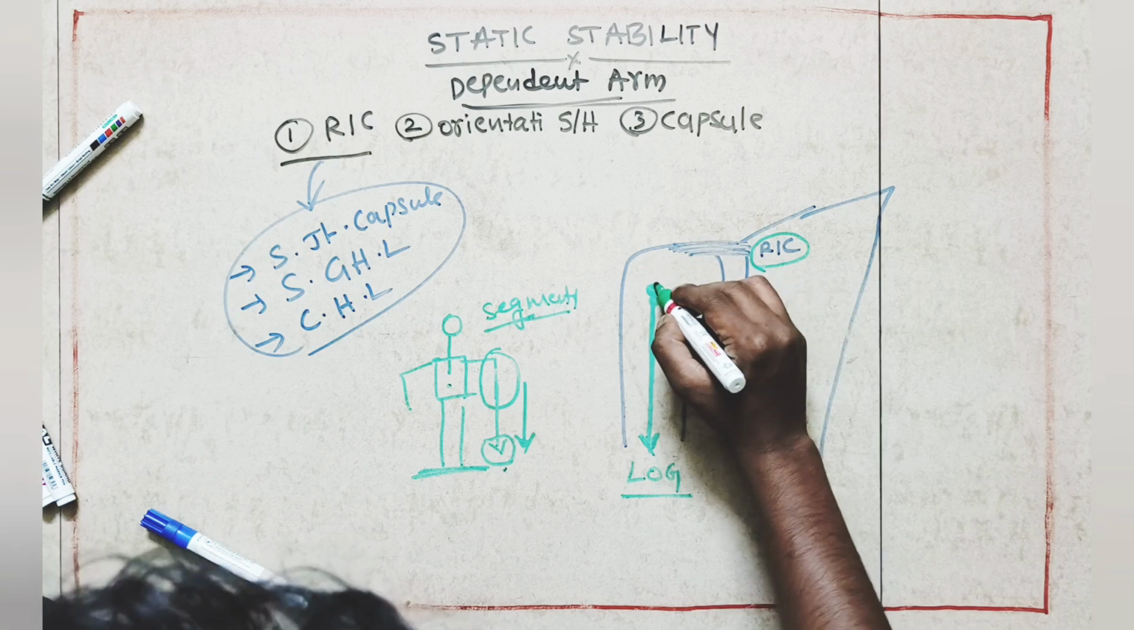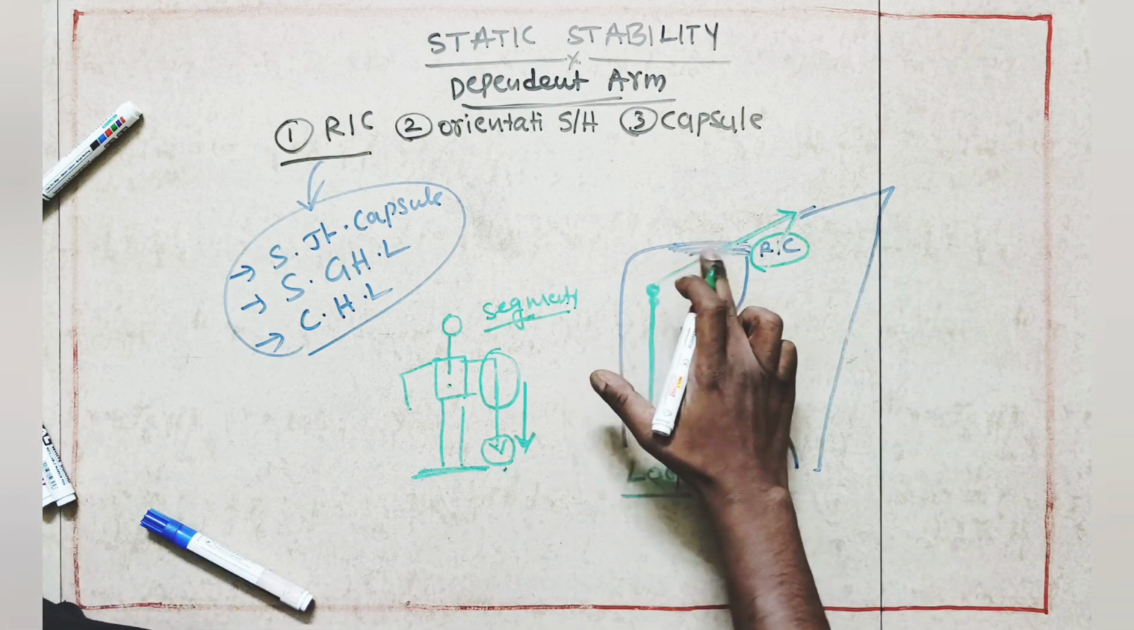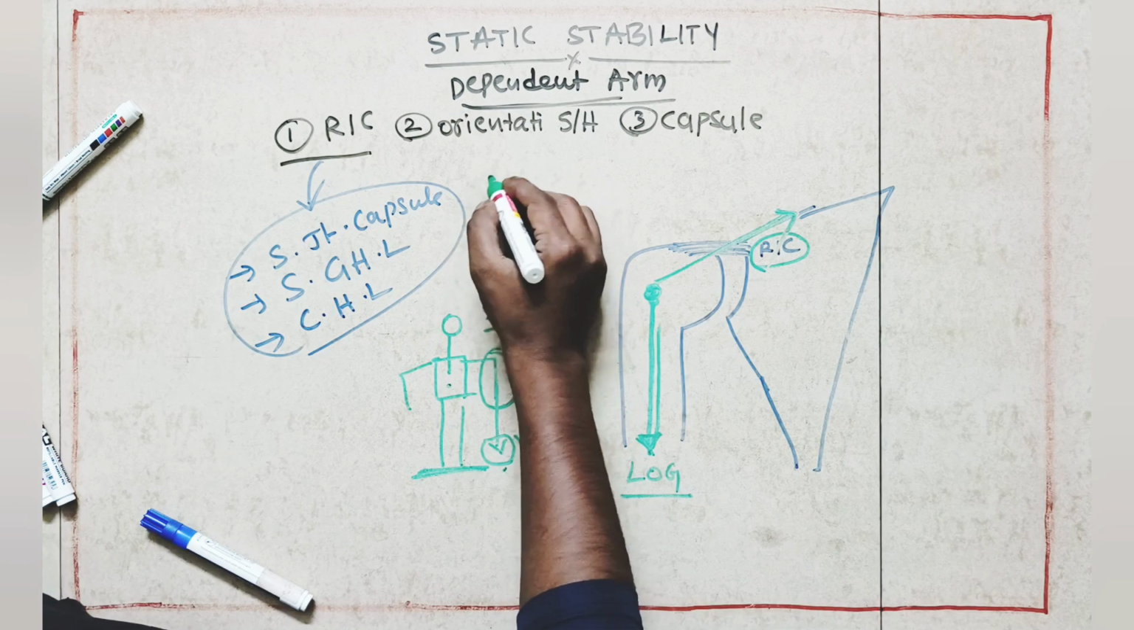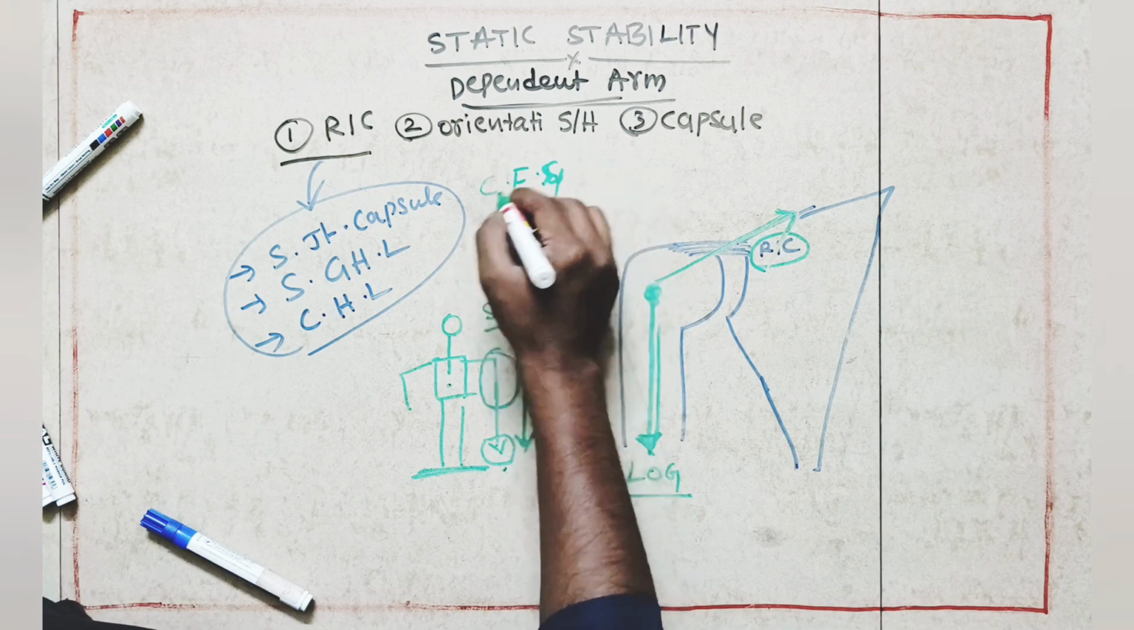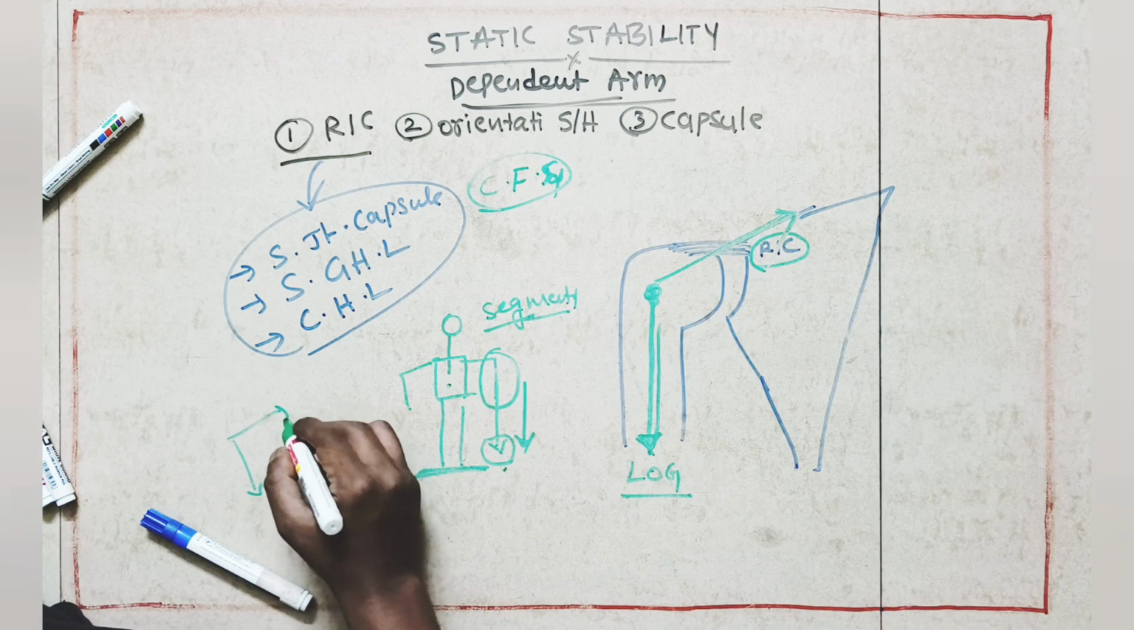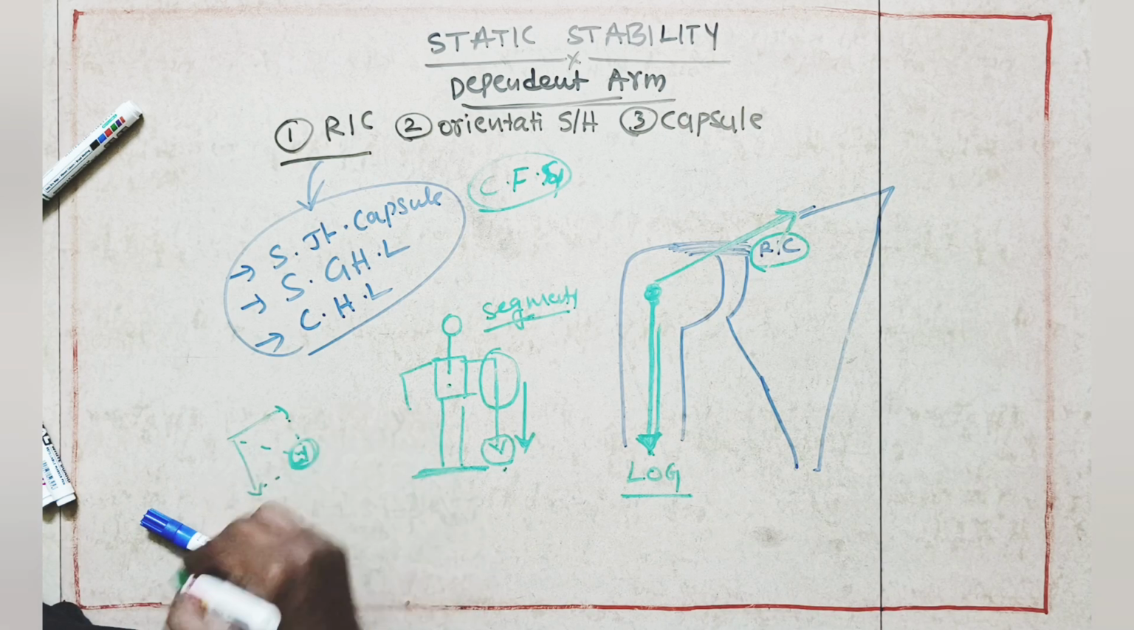So this force will be acting in this direction. This rotator interval capsule, which is present here, will act in this direction. If we look at a concurrent force system, and take the forces, here we will draw one parallelogram, so then we will see one resultant force.